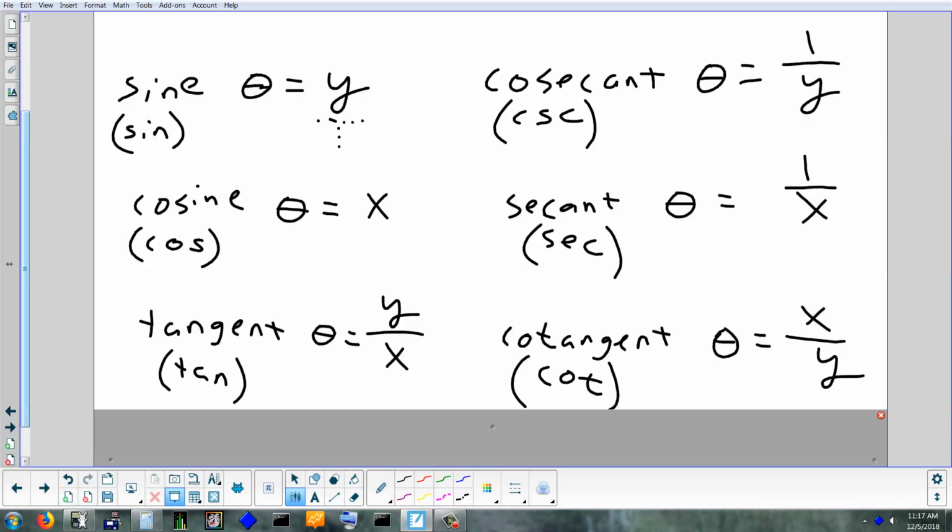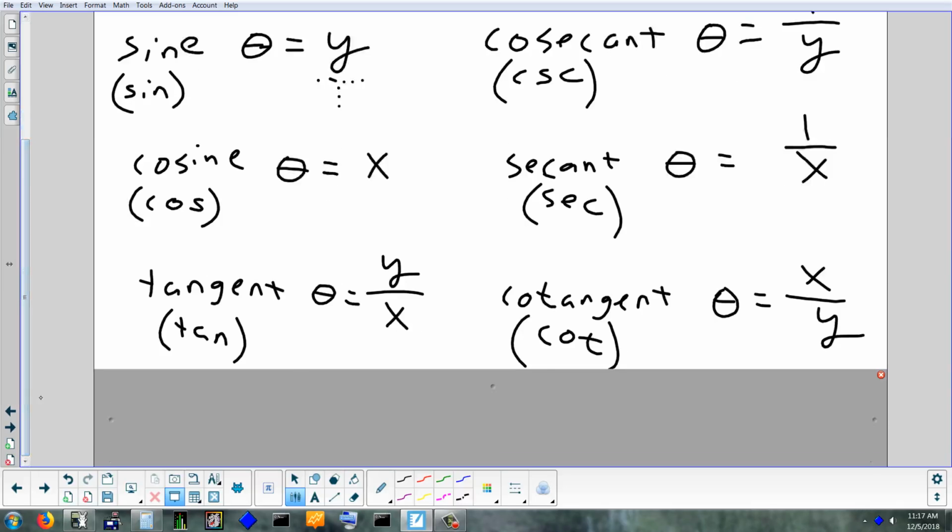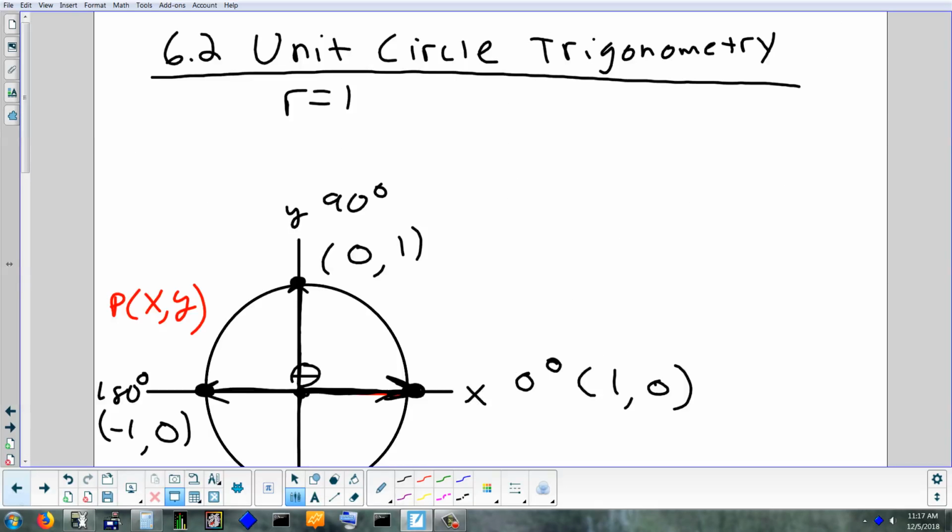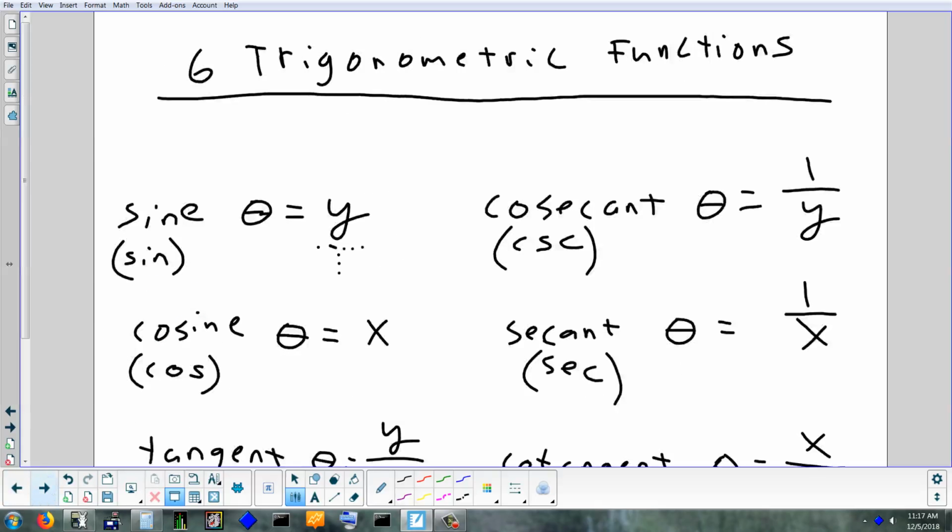So notice every one of these definitions is based off of an x, a y, or both. So that's why you have to be able to find the coordinate. If you can't get the coordinate, then you can't plug into any of those formulas.